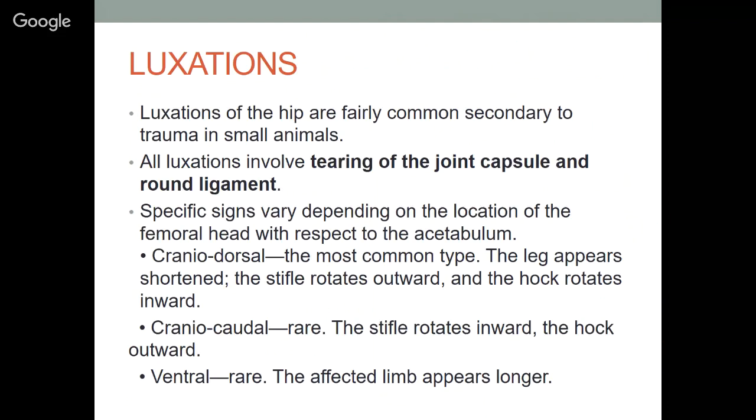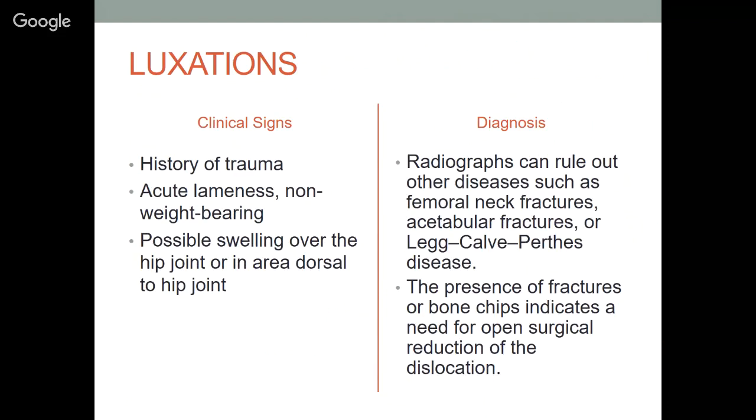Craniocaudal is rare. We don't often see it. Actually, it's dorsocaudal. It's in the back of the hip and it's dorsal. And the stifle rotates inward and the hock outward. Ventral is very rare. That affected limb will appear to be longer. So we'll have a history of trauma. They'll have an acute non-weight-bearing lameness with maybe some swelling over the hip joint.